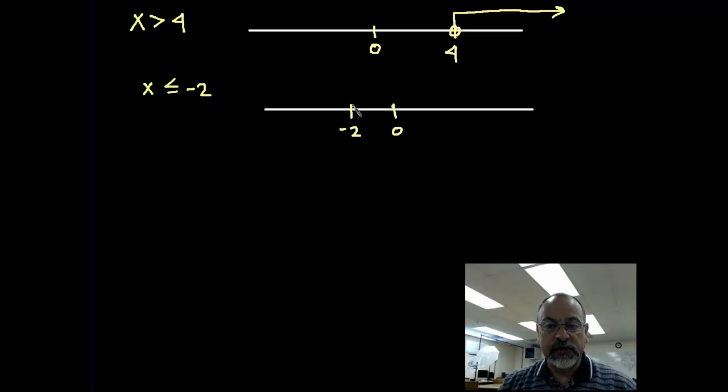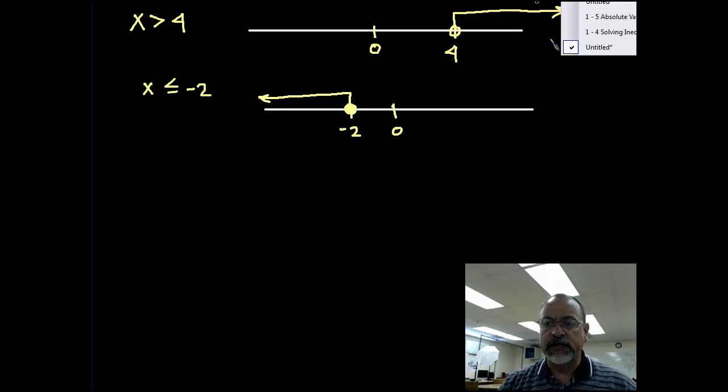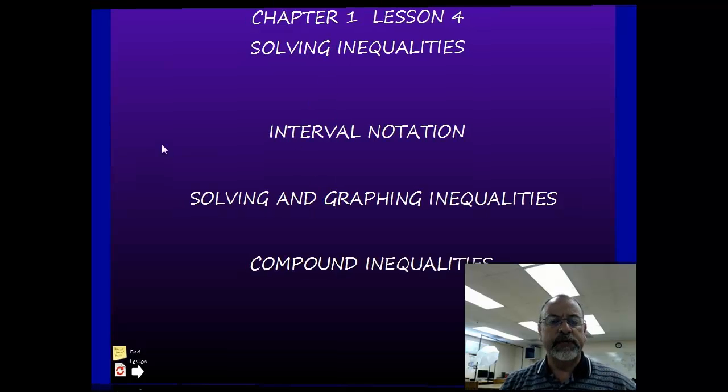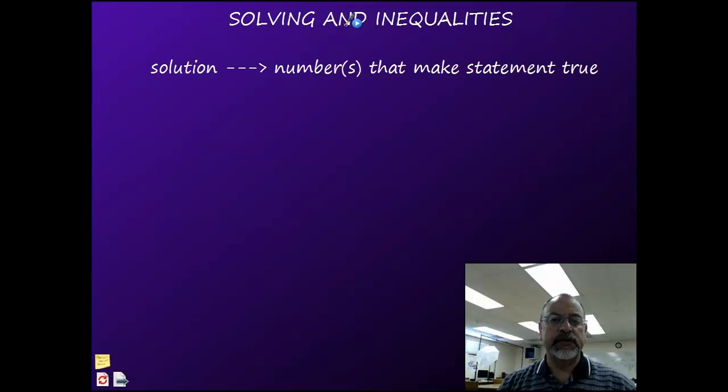Because -2 is included, it can be equal to -2, that's okay. We put a closed circle here. And now where are the numbers that are less than this? Well, these would be the numbers to the left. So again, we put an arrow and go to the left. So this would be the graphical representation of the numbers less than or equal to -2. Okay, so that's how we want to show our answers on a number line once we've solved the inequalities. So let's go ahead and look at solving these inequalities, and how do we do that? Remember, when we solve an equation, we're looking for the solution.